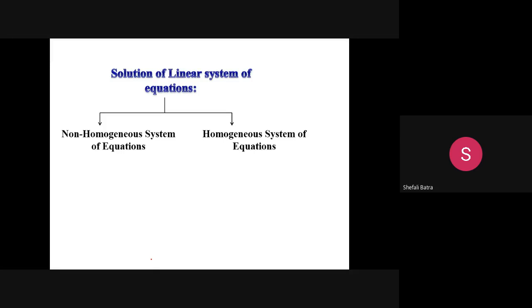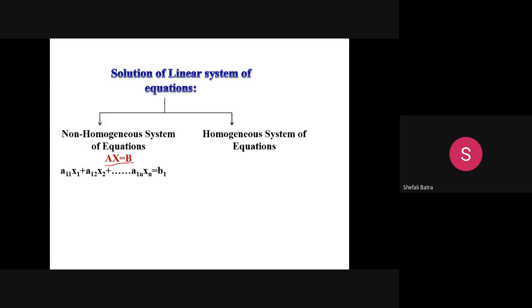So today we'll be doing solution of linear equation of system using rank. Before this you must have studied Cramer's rule, you must have studied graphical, but today we will be doing solution of linear system of equation using rank. We do have two types of system. One is non-homogeneous system of equation, another is homogeneous system of equations. Non-homogeneous system is written as Ax is equal to b, and homogeneous system equation is written as Ax is equal to 0. So let us see the non-homogeneous system of equation.